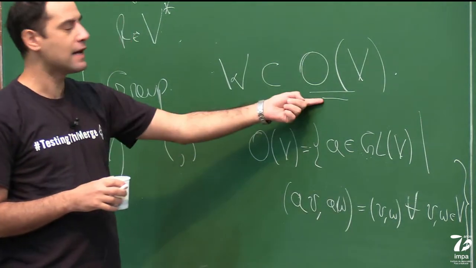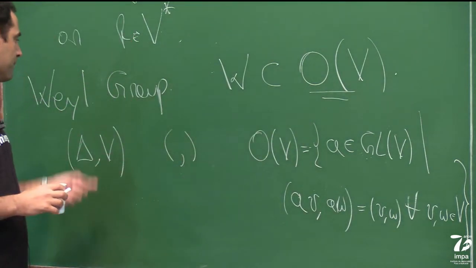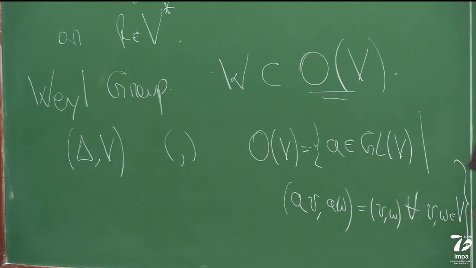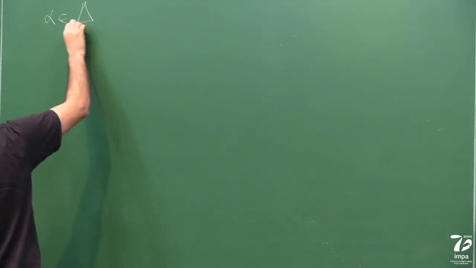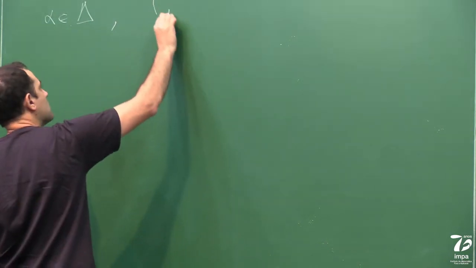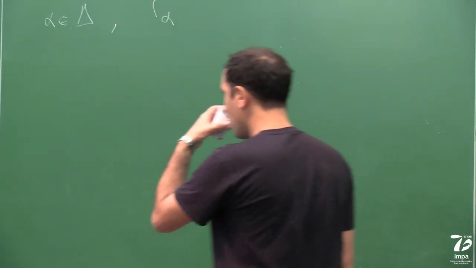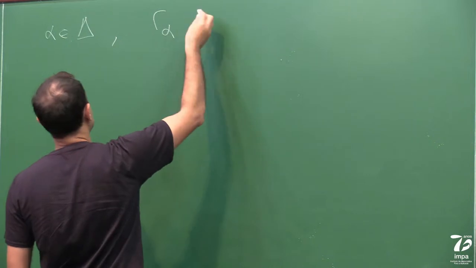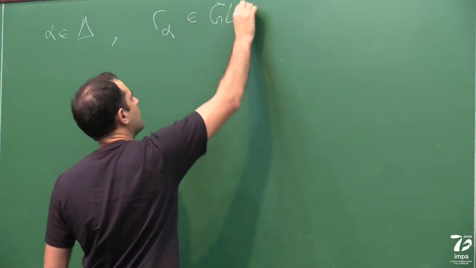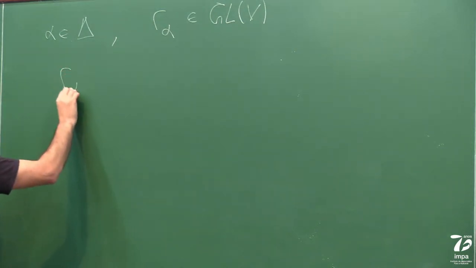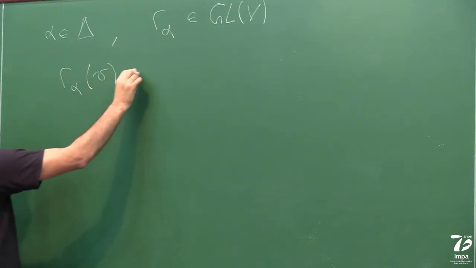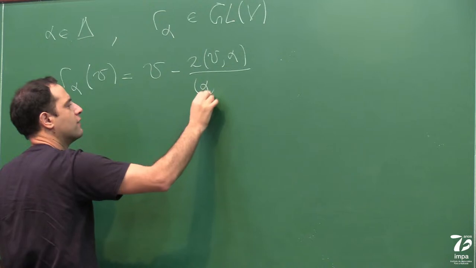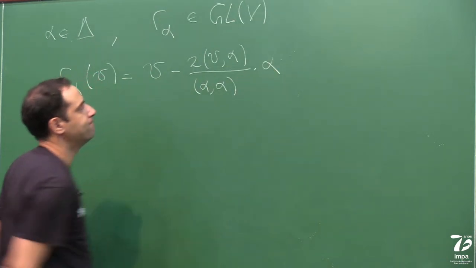And I want to define a finite subgroup of this orthogonal group of permutations of the roots. So for each alpha in delta, we will consider the reflection with respect to alpha. And this is going to be an automorphism of V defined as R_alpha(v) equal to v minus 2 times (v, alpha) over (alpha, alpha) times alpha.